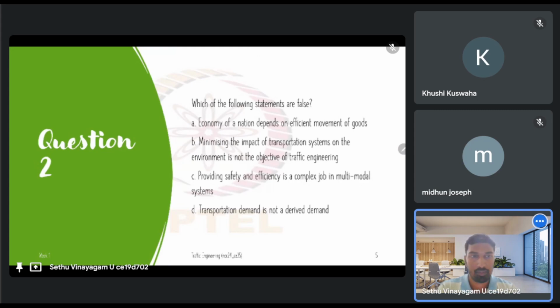Okay, so this is another type of question which is multiple select, where more than one option may be correct. So one or more than one can be correct.